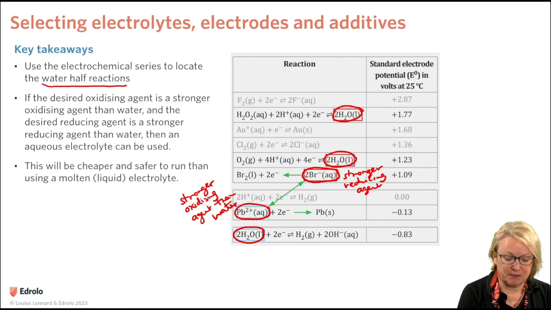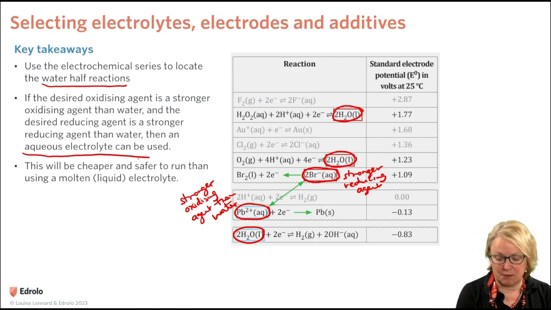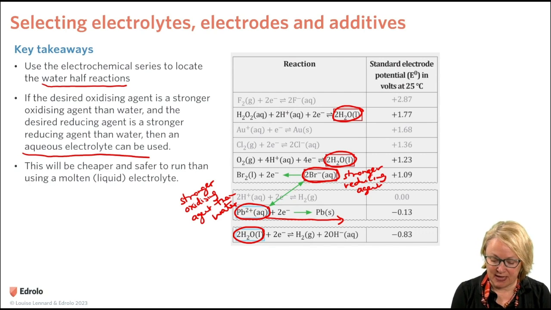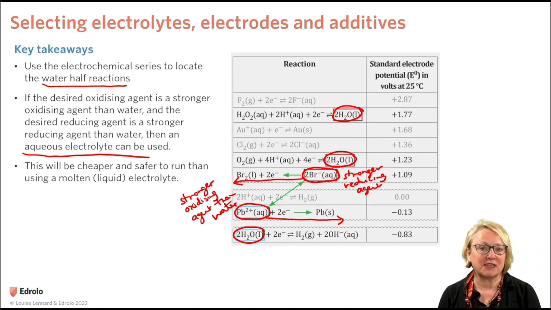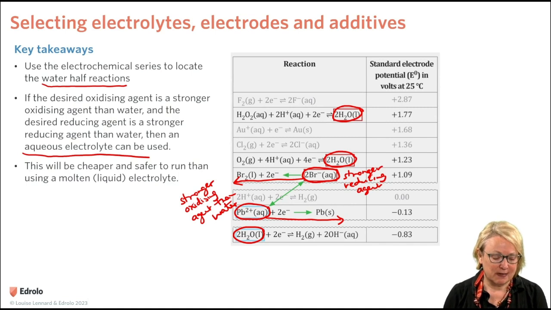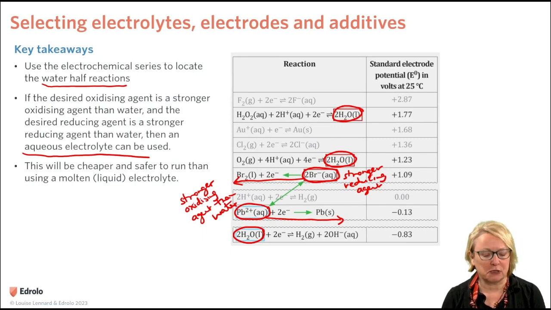So that means an aqueous electrolyte can be used because our strongest oxidising agent will be reduced, so we'll have lead metal forming at the cathode and we'll have bromine liquid forming at the anode when it's oxidised. This, by leaving the water there and having an aqueous electrolyte, will be cheaper and safer to run than using a molten electrolyte where we have to exclude water.